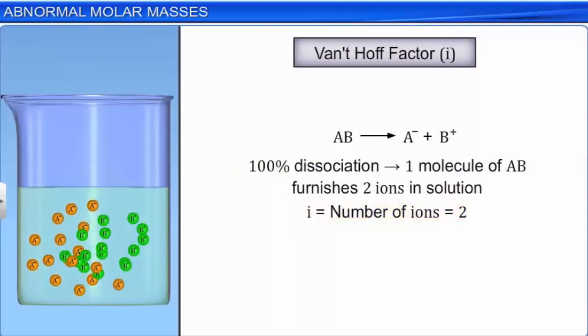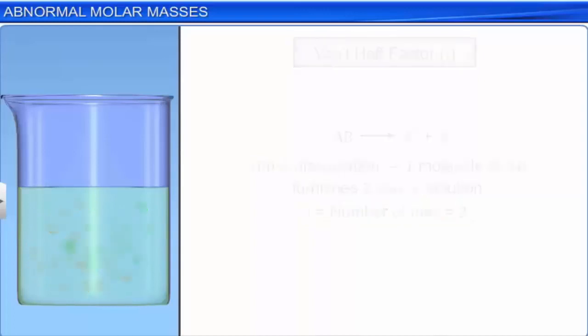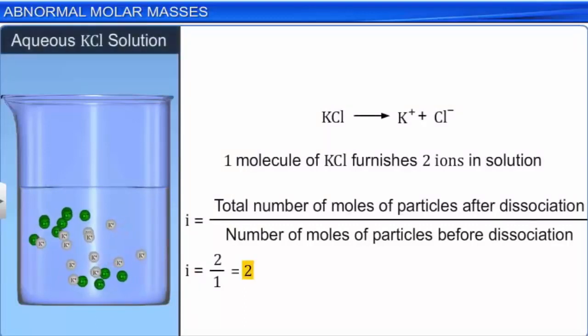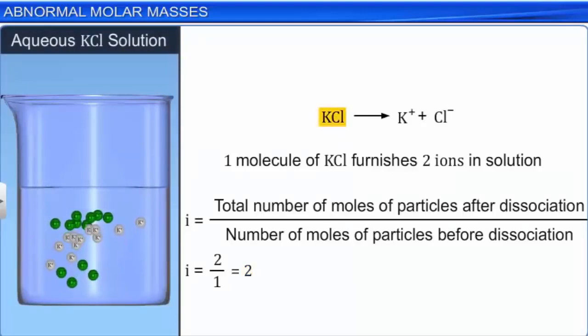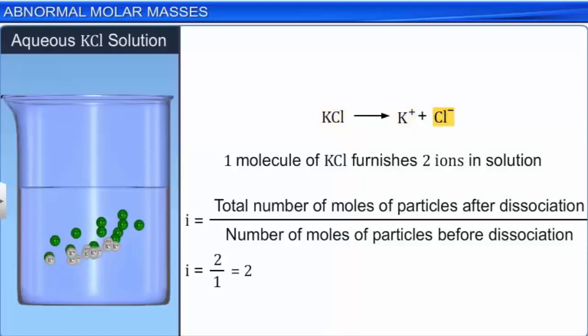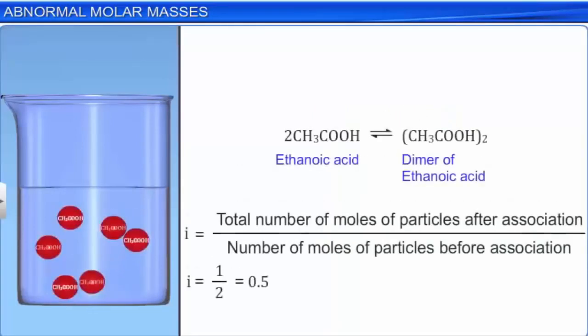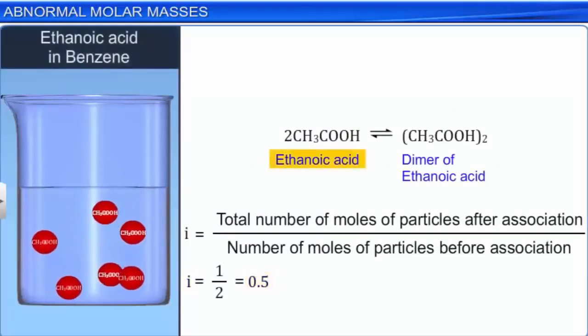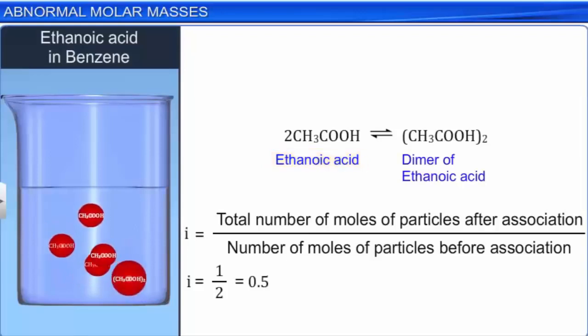For example, the value of i is 2 for aqueous KCl. This signifies that KCl has dissociated completely into potassium and chloride ions. The value of i equal to nearly 0.5 for ethanoic acid in benzene signifies that nearly the entire ethanoic acid has undergone association and exists as a dimer.